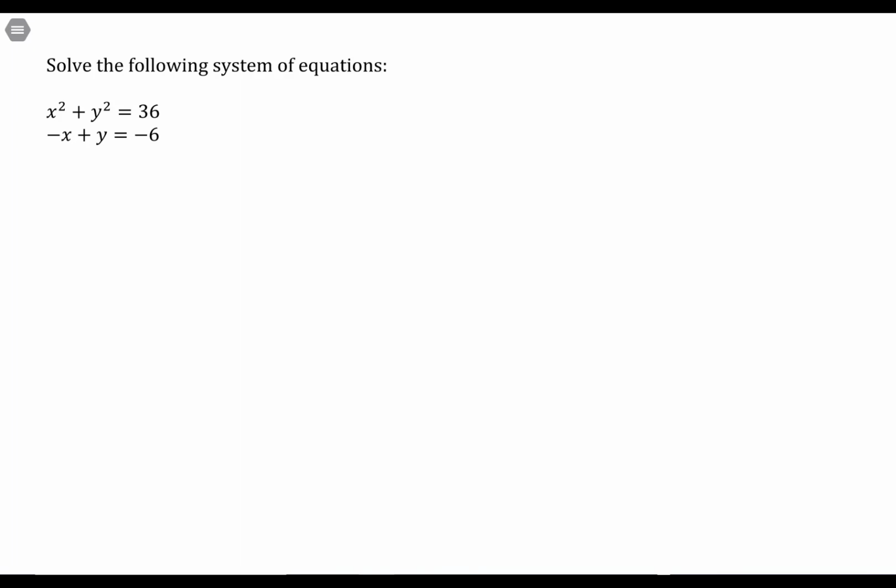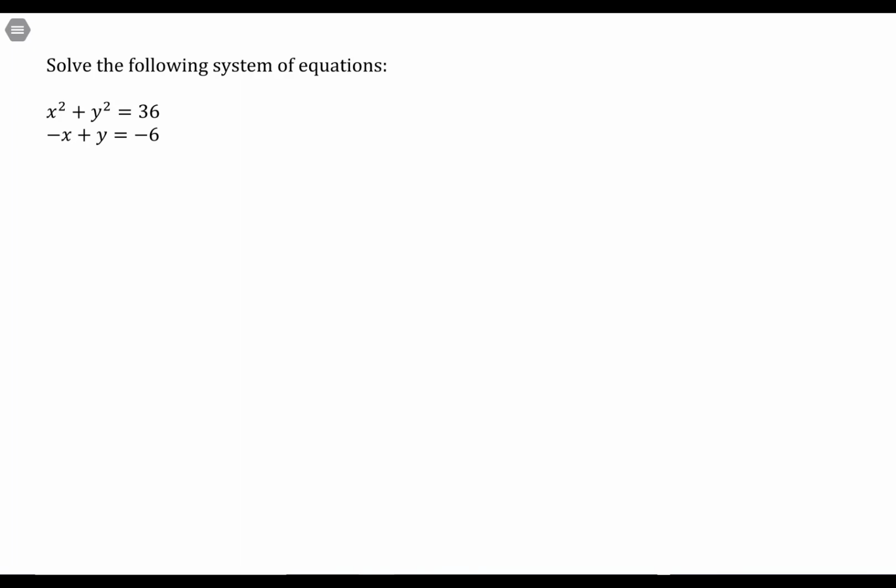And if we think about how a circle and a line could interact with one another, there could potentially be two intersection points. There may not be any intersection points, and there could possibly just be one intersection point, but probably there's going to be two. Now, to solve this system of equations, the best option available to us is substitution.